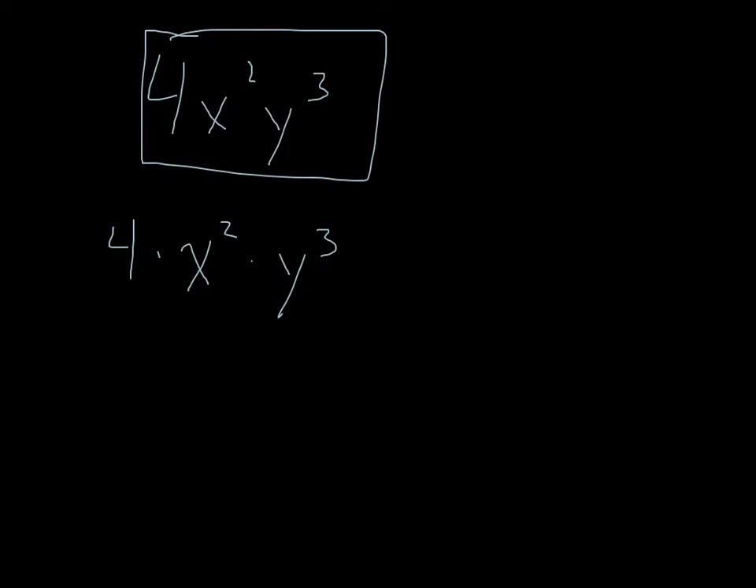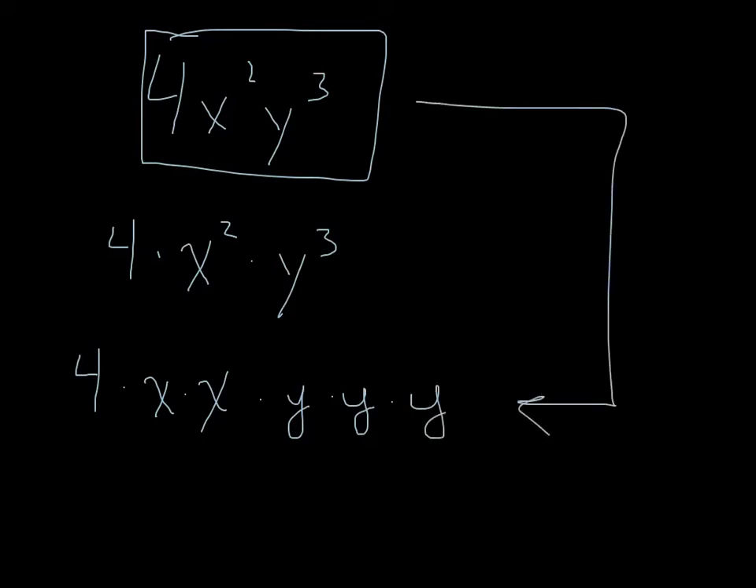Now to take that a step further, it's actually 4 times x times x. So x squared is just x times x, and y cubed is just y times y times y. So the term 4x squared y cubed is actually the same thing as 4 times x times x times y times y times y. And we'll remember that moving forward.